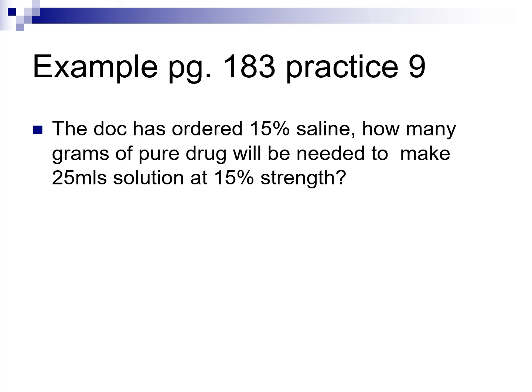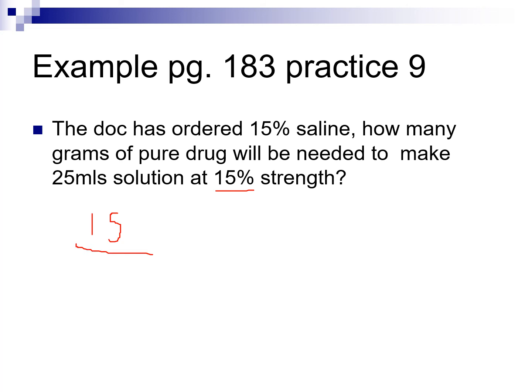Now we're moving on to practice 9, where this has several different steps. The doc has ordered a 15% saline. How many grams of pure drug will be needed to make 25 mils of solution at 15% strength? We should know that 15 grams over 100, that's what the 15% means. That's our known part.